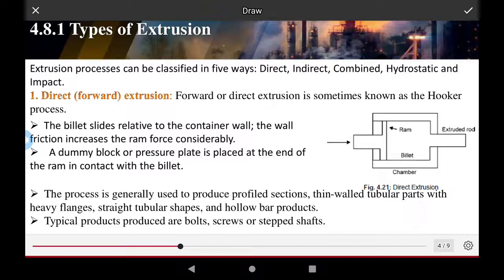This process is generally used to produce profile sections with wall lubrication, parts with high flanges, straight tubing, and hollow parts. The typical products produced are bolts and screws with shaped shafts.